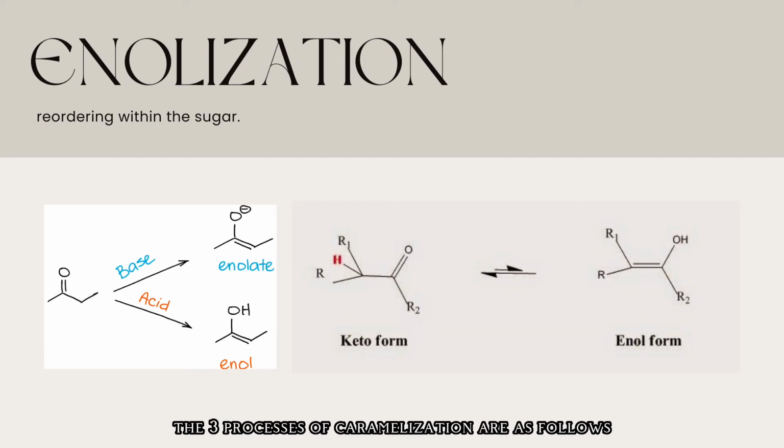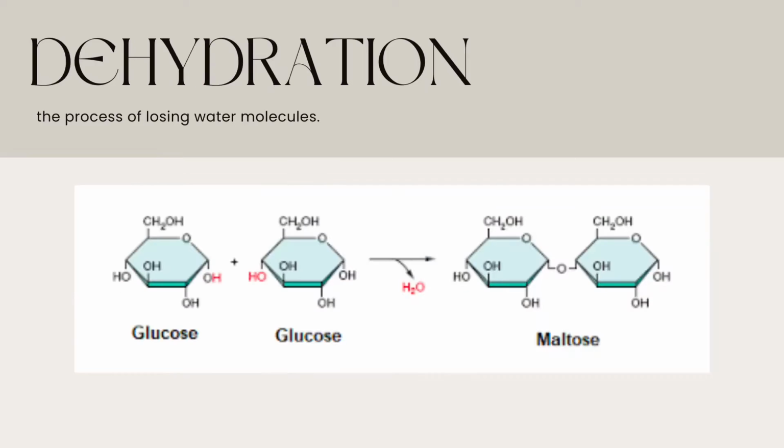The three processes of caramelization are as follows. First is enolization. Often, caramelization starts by reordering within the sugars themselves through enolization. A sugar molecule with a double bond between oxygen and carbon now becomes a molecule connected to one carbon and one hydrogen atom. So, the reaction is when a sugar molecule in keto form changes to its enol form.